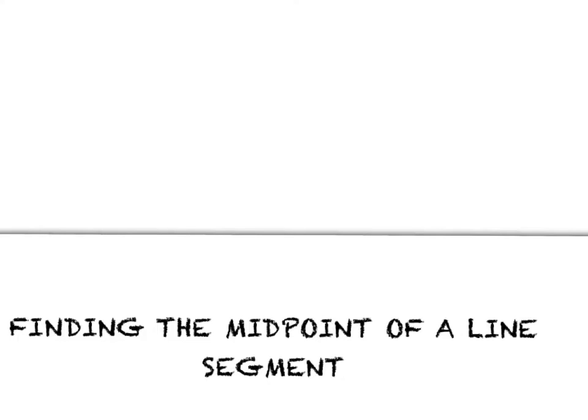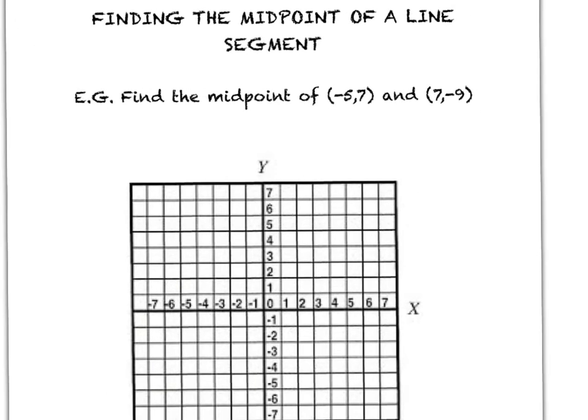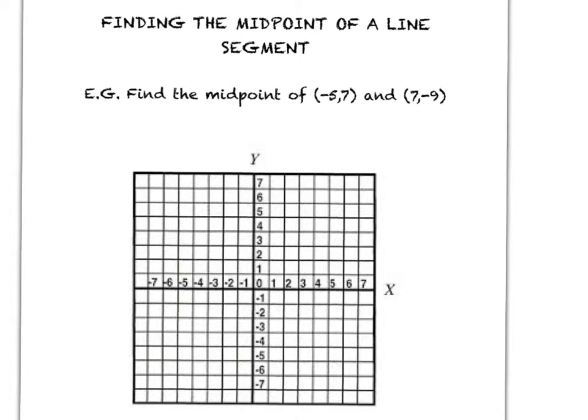You will be asked to find the midpoint of a line segment given xy coordinates. Let's have a look at a common example. Find the midpoint of -5 and 7 and 7, -9. Now, as we remember from the previous section, we're just going to designate these as x1, y1, and the second coordinates as x2, y2. It helps us if we keep them in the same order, as a frame of reference.